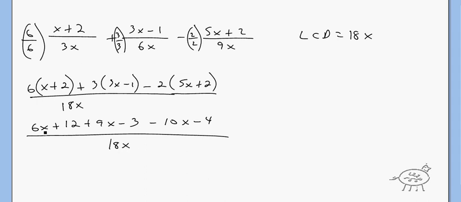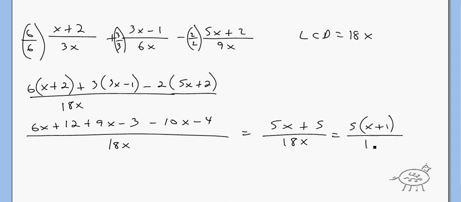And then you combine like terms. 6x plus 9x is 15x. 15x minus 10x is 5x. 12 minus 3 is 9. 9 minus 4 is 5. So plus 5 over 18x. And the last step is factor. Well, the second to last step, and then we cancel. So you get 5 parentheses x plus 1, and on the bottom we get 18x. Is there anything to cancel? Nope. So that is my final answer.